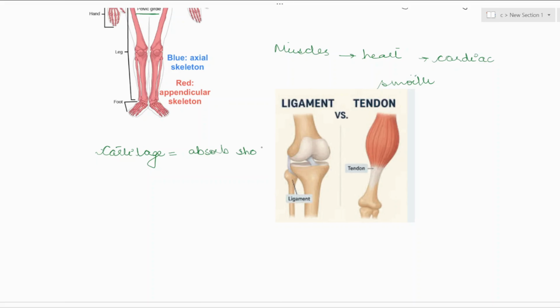Why am I saying knees? Because when you jump and come back to your position, your knees face some kind of shock. This shock is basically absorbed by the cartilage. It's a soft bone. It acts as a cushion. Let's say it's a cushioning material.